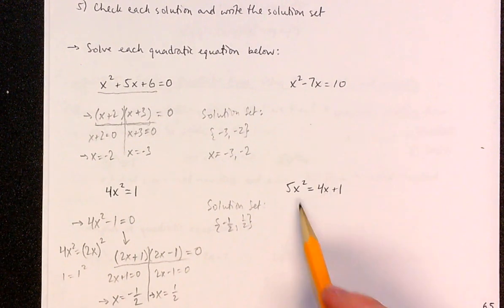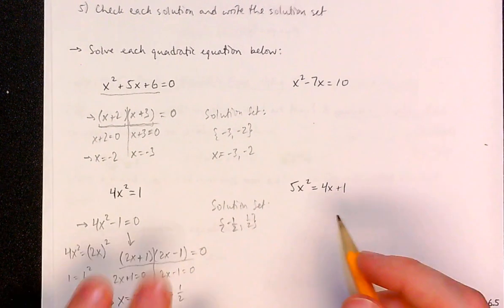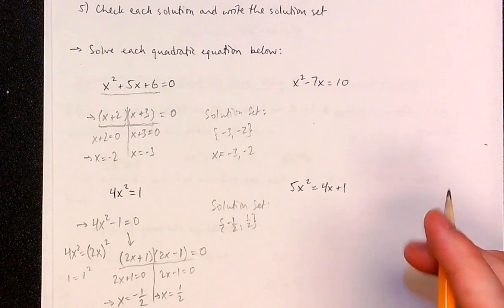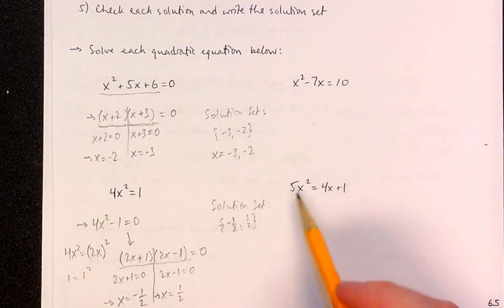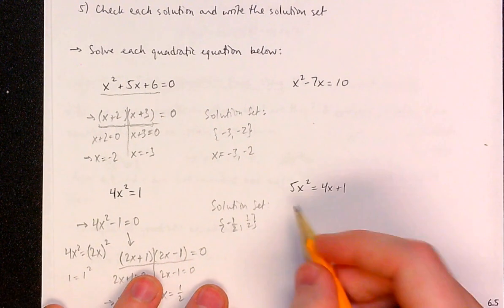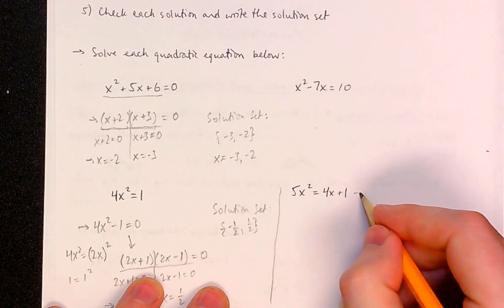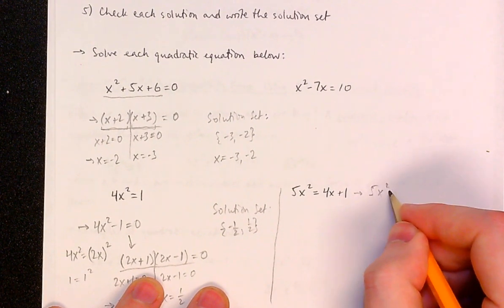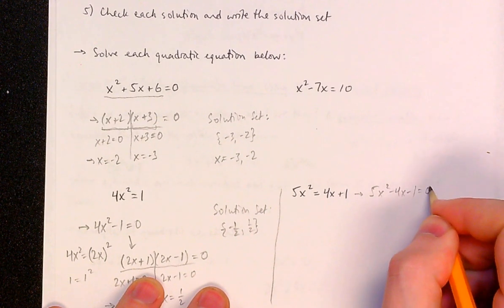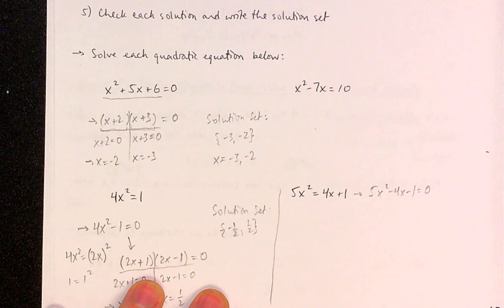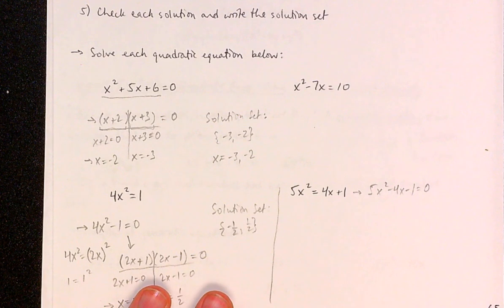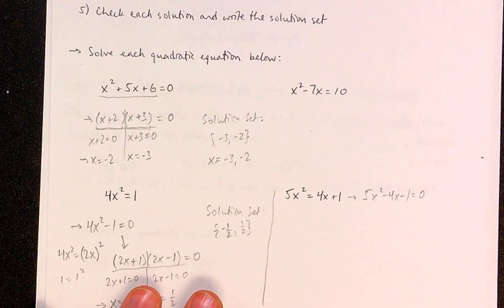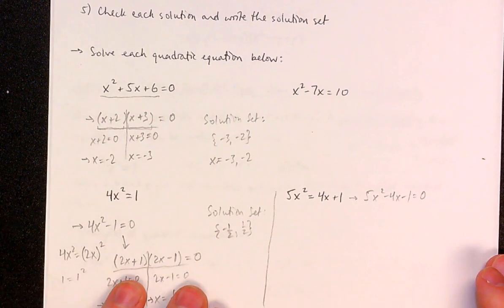Okay, let's try this one here. 5x squared equals 4x plus 1. Once again, we want the x squared term to be positive, so it currently is. Let's move these two terms over onto the other side. So I have 5x squared minus 4x minus 1 equals 0. And now this is not so nice of a trinomial. We need to use our factor by grouping technique from section 5.3.